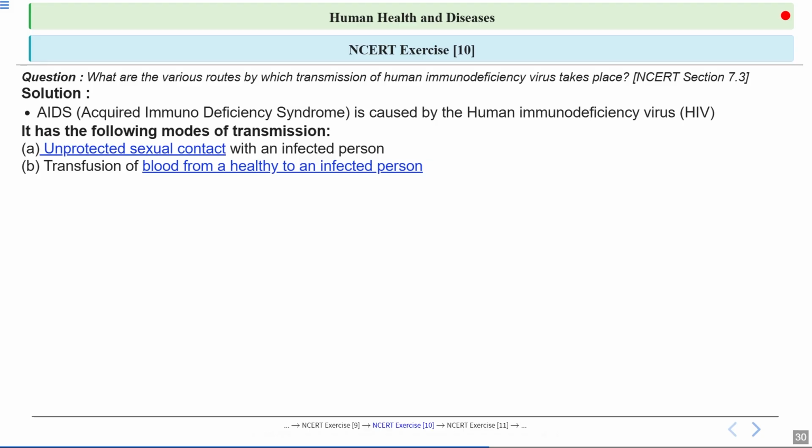Now, HIV can be transmitted through the transfusion of blood from an infected person to a healthy person. Sharing infected needles and syringes is another route of transmission. This often happens among people who are using injectable drugs. If a needle is contaminated with HIV-infected blood and then used by another person, the virus can enter their bloodstream directly.